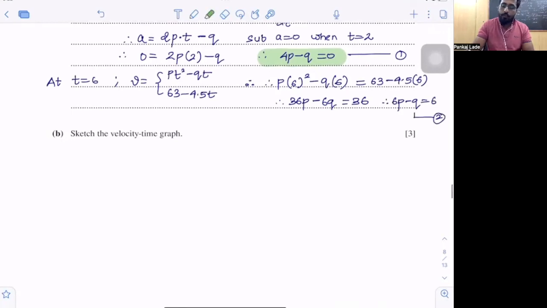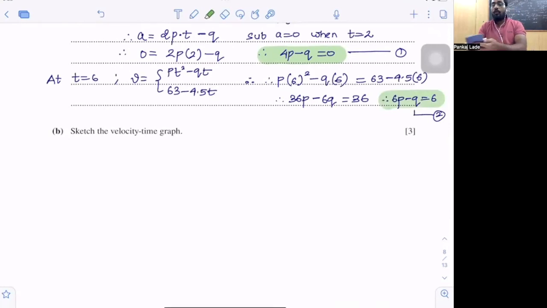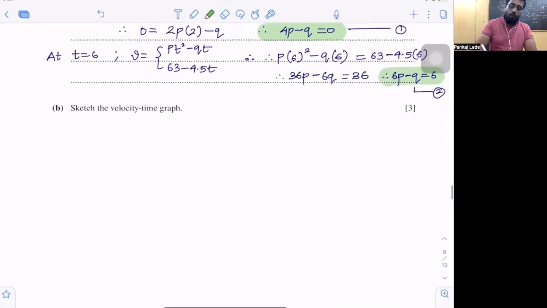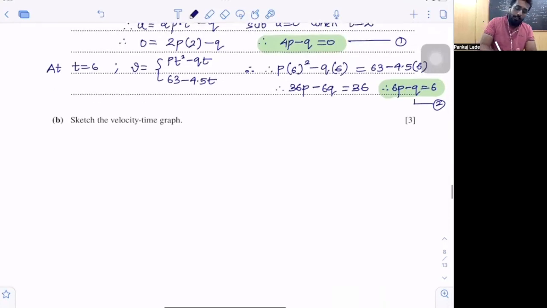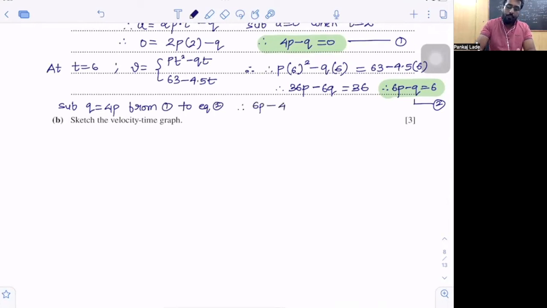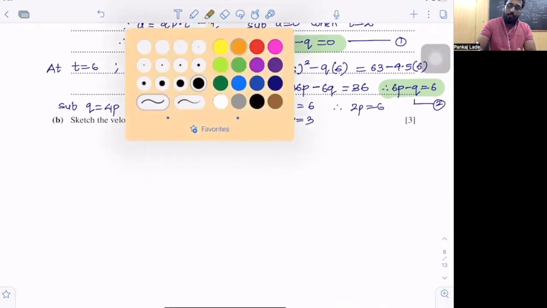So now, students, can you solve equations 1 and 2 simultaneously to get the values of p and q, isn't it? I can subtract the first equation from the second equation, or you can simply write the value of q as 4p, right? So substitute q equal to 4p from equation 1 into equation 2. So therefore, I'll be getting 6p minus 4p is equal to 6. So that gives me 2p is equal to 6. So p is equal to 3. That's my first part of the answer. I've got the value of p.